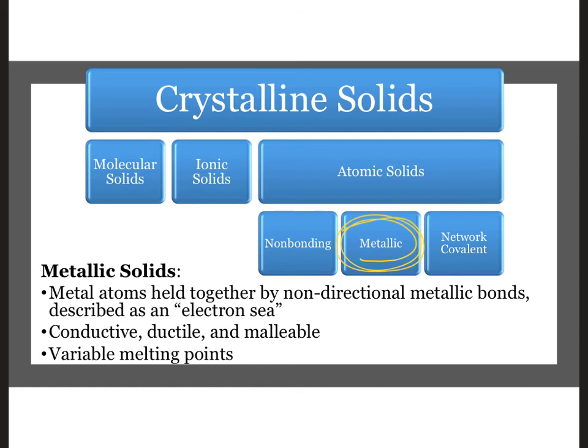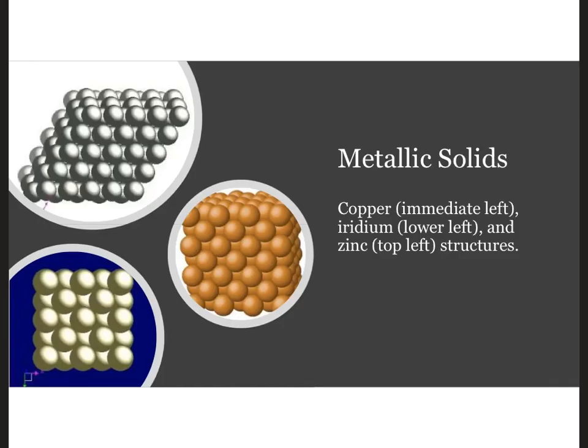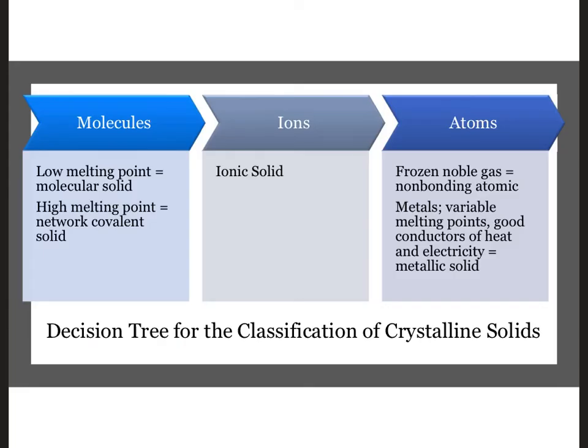The only property you can't rely on to help you characterize metallic solids are the melting points, which tend to vary quite a bit. This is especially true when you consider that mercury is a liquid at room temperature, while gallium is a solid that can melt just from the heat of your hand. What about some other metals? Copper, iridium, and zinc all crystallize into structures that look a lot like the ionic crystal lattices we've seen so far. Keep in mind, though, that the electron sea surrounding the nuclei gives metals their unique properties.